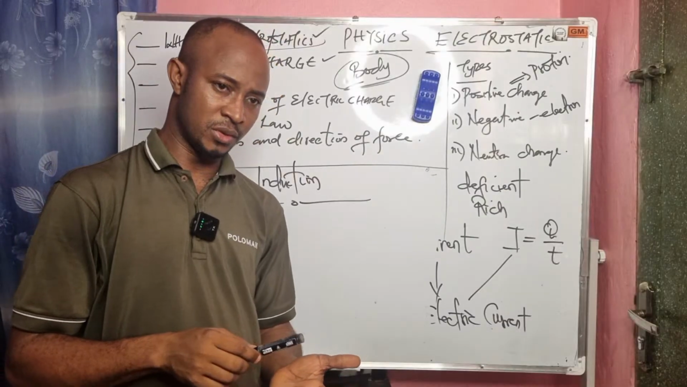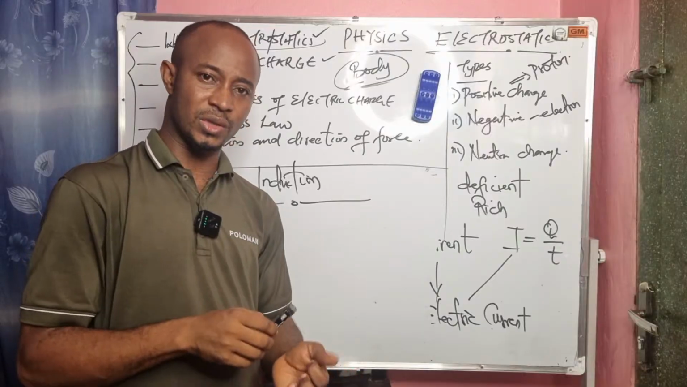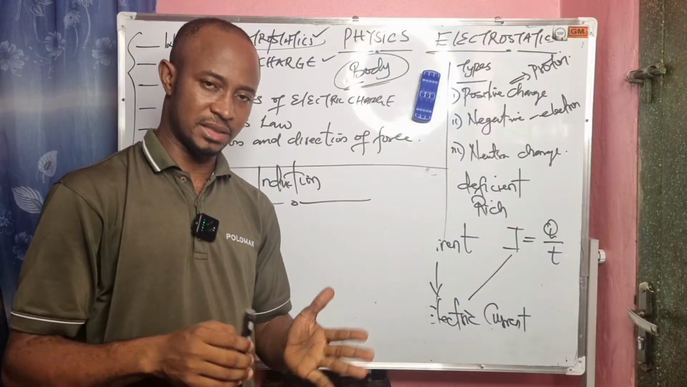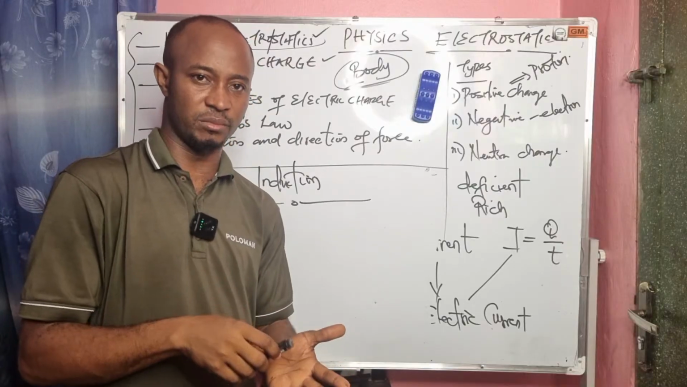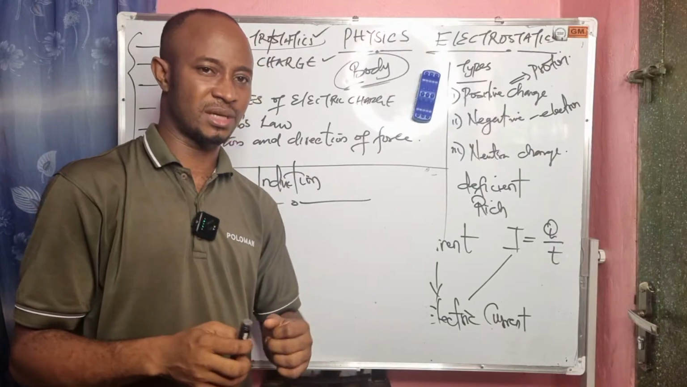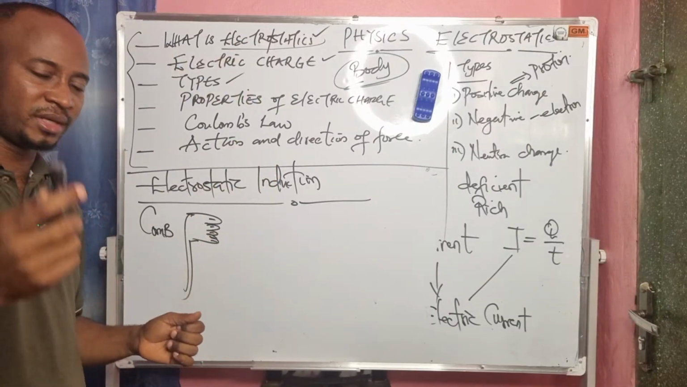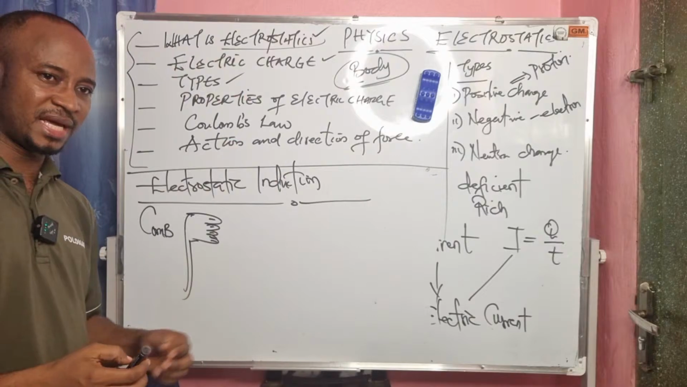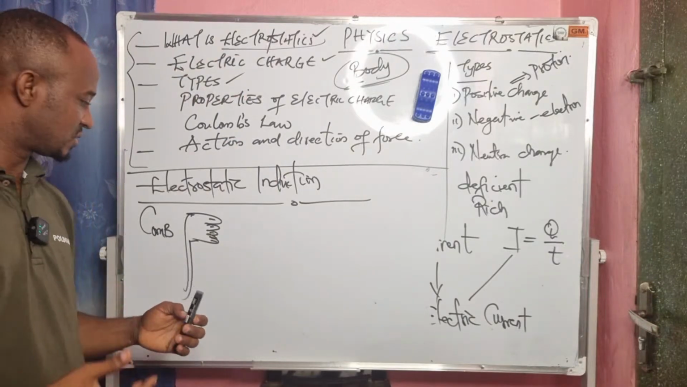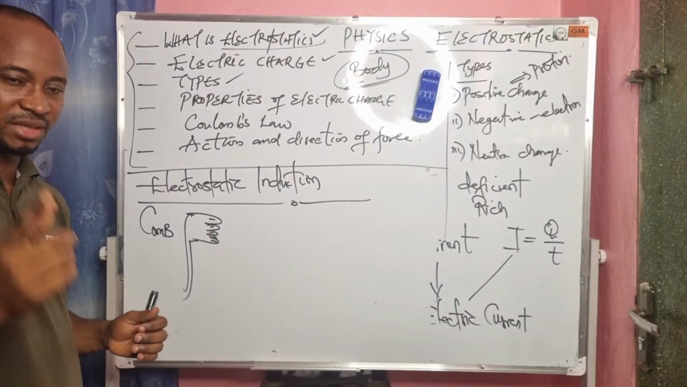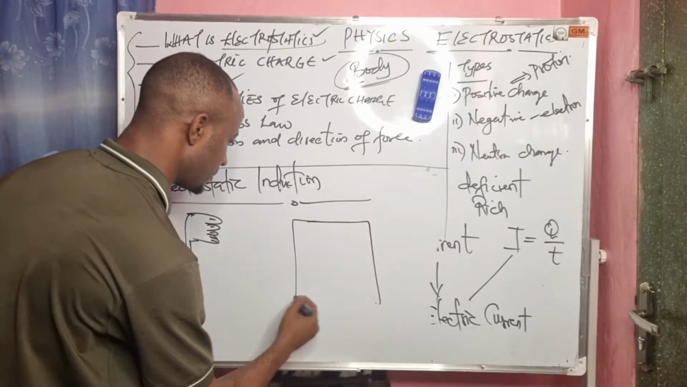I know you must have asked yourself, why is it that after rubbing the comb, maybe you bring the comb close to a piece of paper, that the paper will attract what? The comb. Now the principle here talks about electrostatic what? Induction. Why is it that after rubbing the comb and we place the comb near a piece of paper, the piece of paper gets attracted to what?